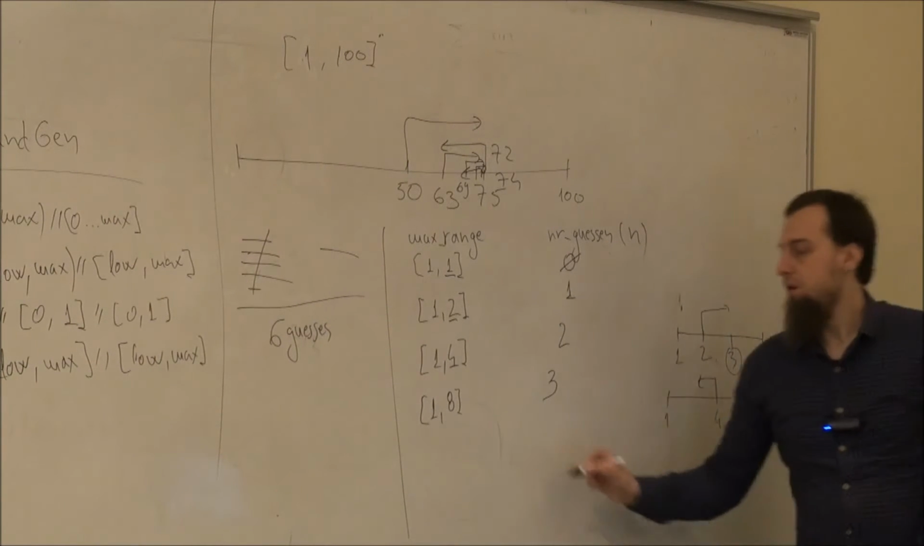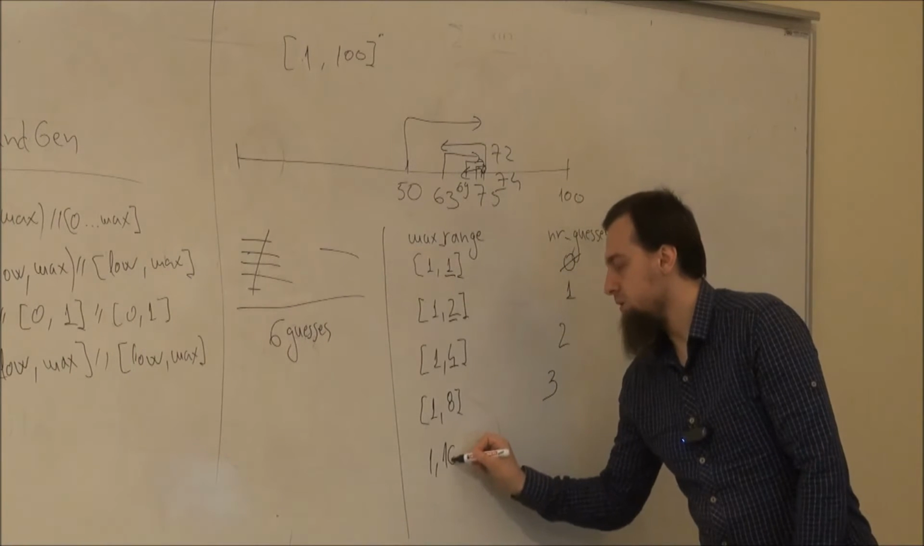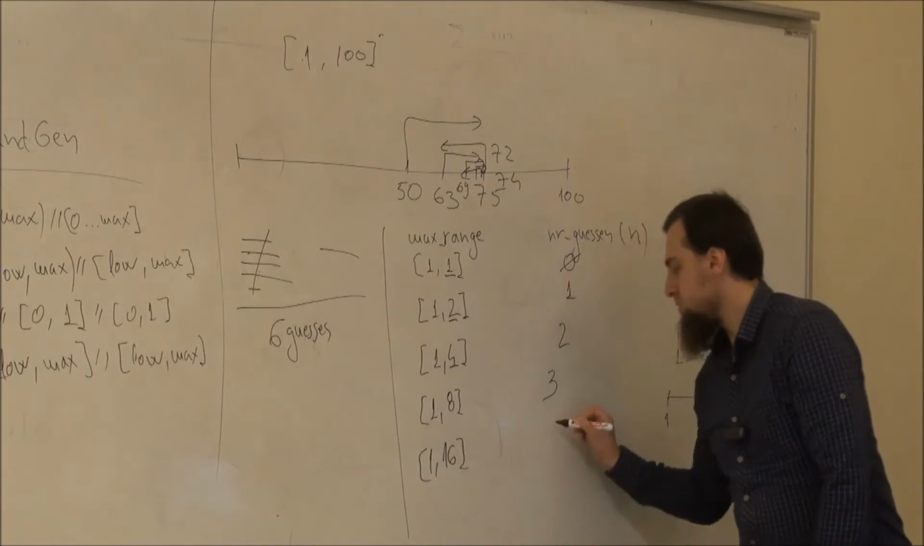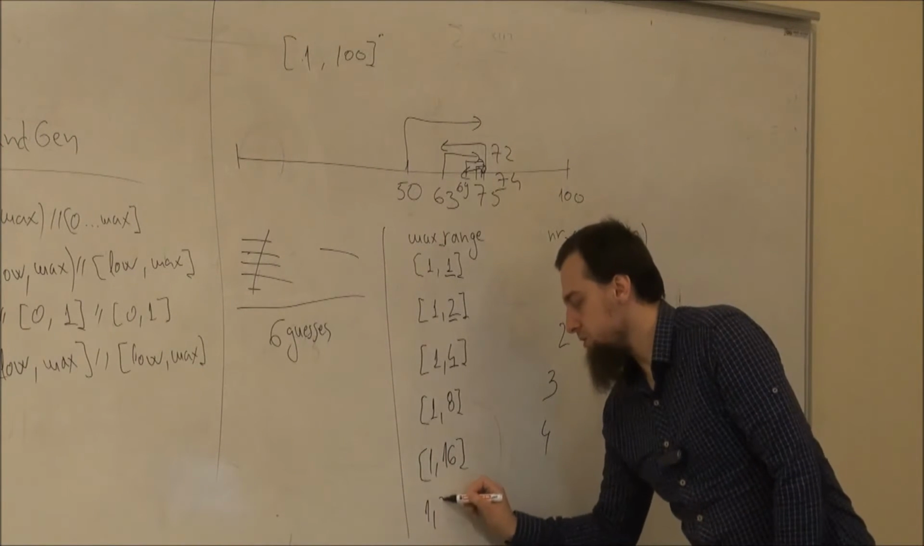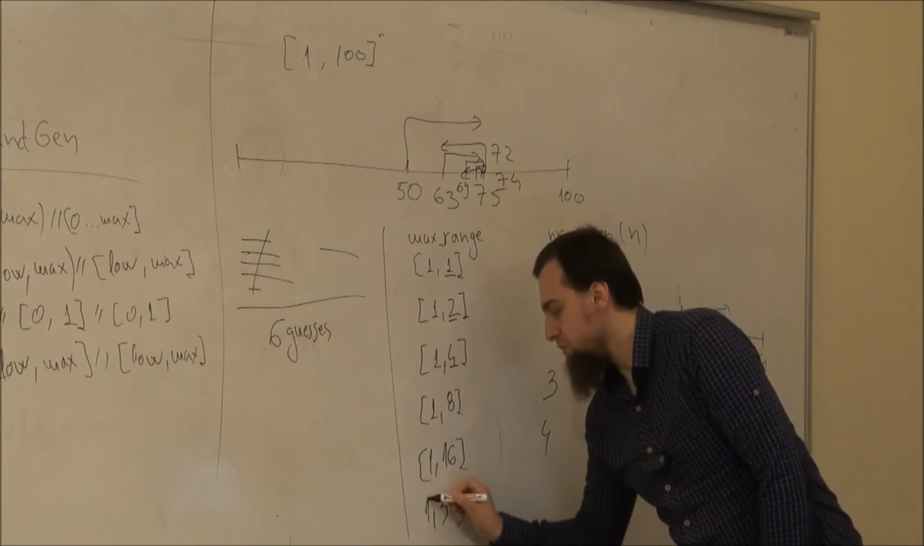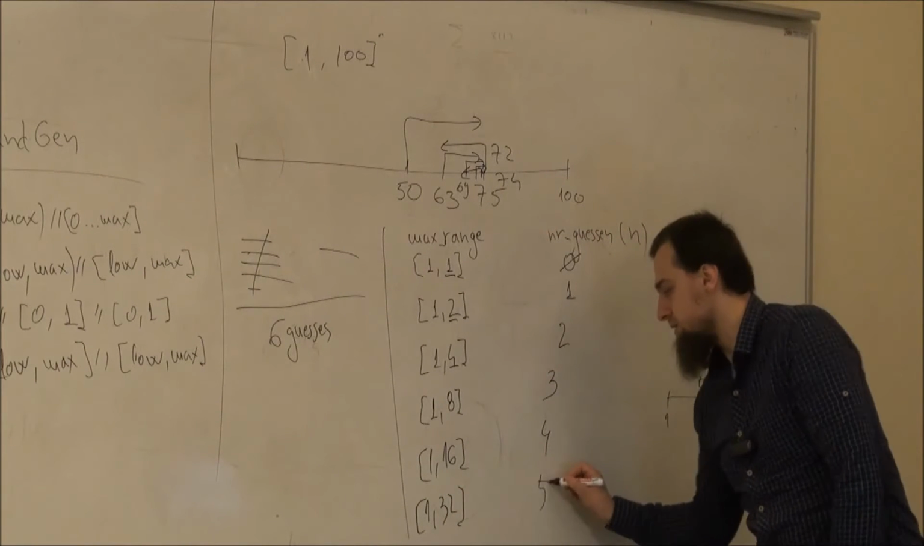Okay? 16, what do you think? 4. It's going to be 4. 32, you are expecting 5 guesses.